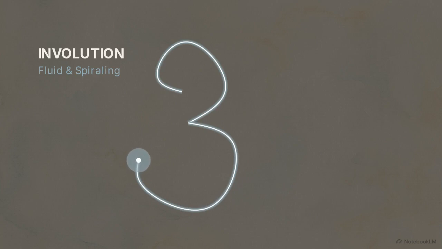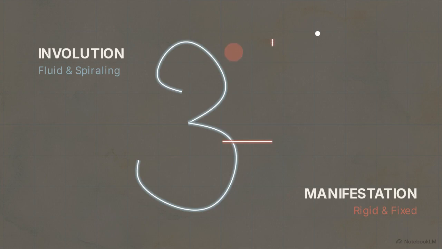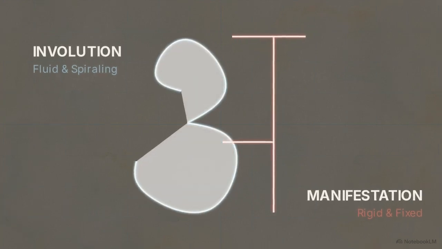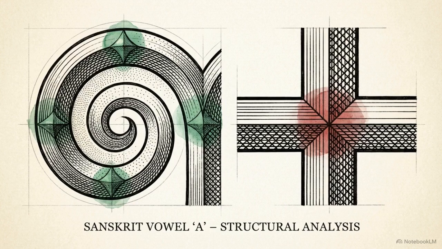In the lower hemisphere, fluid curves stop. A rigid horizontal line connects to a firm vertical bar. This geometry signifies the finality of manifestation, where that descending energy takes a fixed stand in matter. The visual components of A establish the geometric rules for the alphabet. Spirals represent consciousness evolving. Rigid knots and bars represent matter taking form.